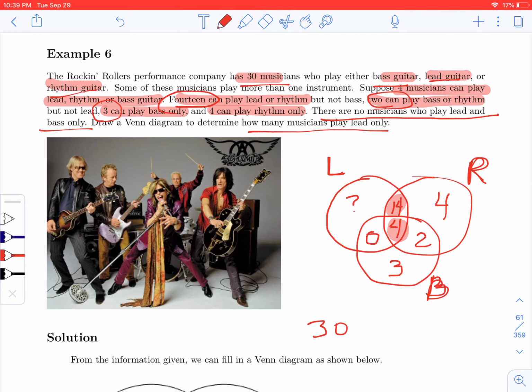All right. Now 30 should equal 14 plus 4 plus 4 plus 2 plus 3 plus 0. And 14 plus 4 is 18, plus 4 is 22, plus 2 is 24, plus 3 is 27. Well, clearly 30 is not 27. We're missing 3 players, so therefore the lead-only players are 3. All right?